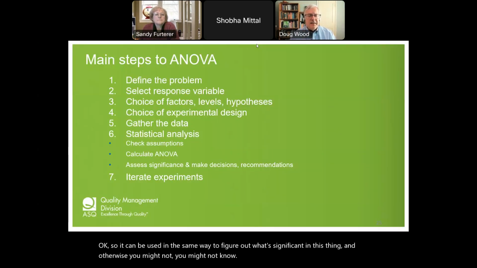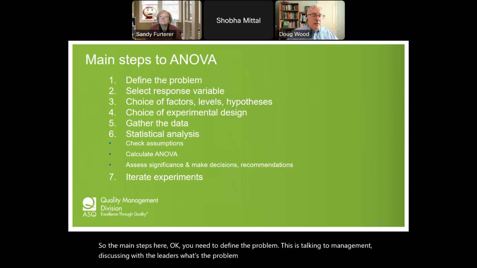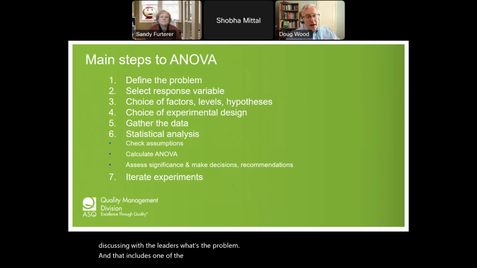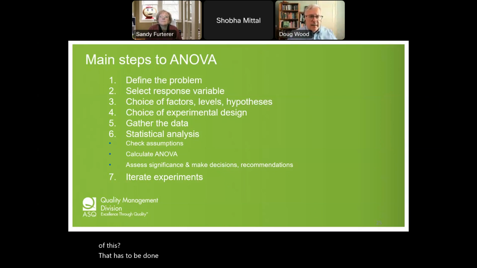So the main steps here, okay? You need to define the problem. This is talking to management, discussing with the leaders. What's the problem? And that includes, what are the factors? What do we want to know? Where are we going with all of this? That has to be done, planned out beforehand.